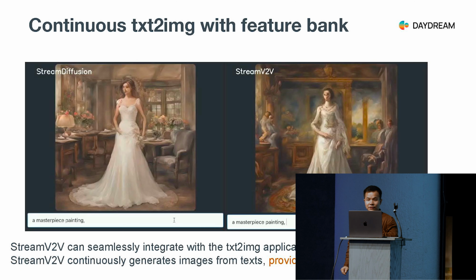Also, the feature bank idea, even though it's designed for video to video, provides some bonus for continuous text to image. For continuous text to image, you continuously type, and it gives you the output instantly. Without the feature bank, it is a pure image model with no dependence on the previous frames, so you cannot predict what you will get when you type the next character. But with this feature bank, look at the right, we actually get a much smoother transition between the frames.